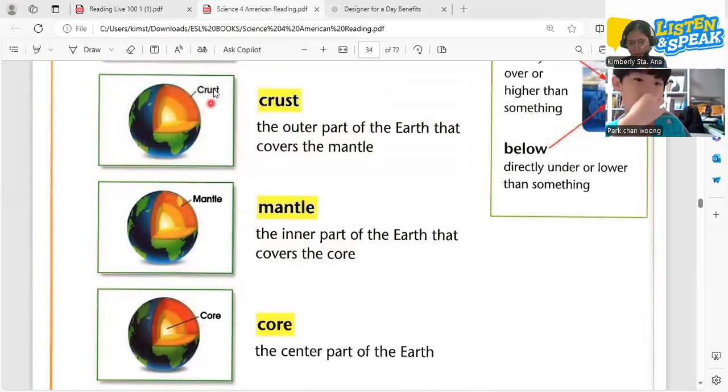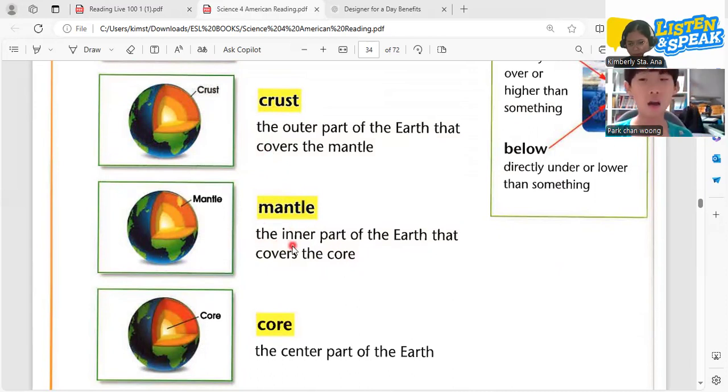Let's talk about the outermost layer. What do we call it? Crust. Yes, it's the crust. So that's the outer part of the earth. Okay, and then the next one is mantle. So mantle is in the inner part.